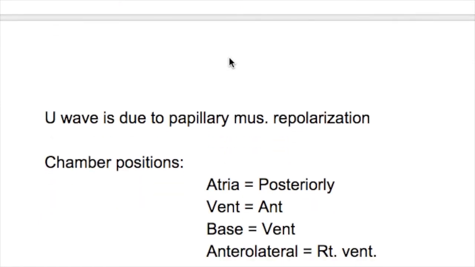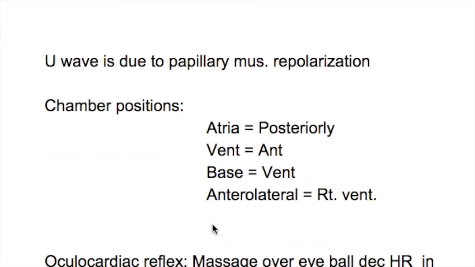Now the chamber positions. Atria are present posteriorly, whereas the ventricles are anterior. The base is formed by the atria. The apex is formed by the left ventricle. The lateral, anterolateral surface is formed by the right ventricle.